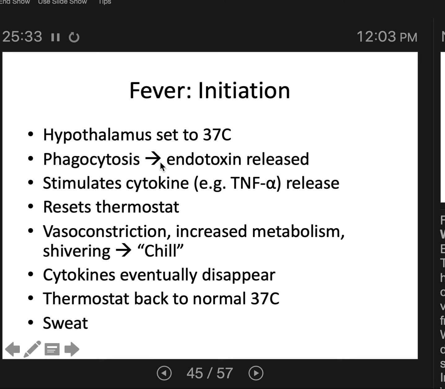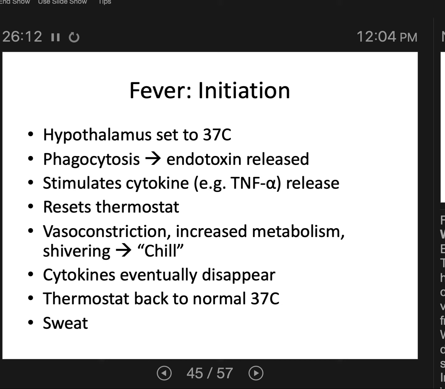Okay, so this is one way that fever could start. Let's say you have your normal temperature setting in your hypothalamus, and then you get infected by a gram-negative bacteria. It's got that outer membrane made of lipopolysaccharide. We call that endotoxin. Your phagocytes encounter this pathogen, phagocytize it, and spew out the remains, and that includes the endotoxin, or lipopolysaccharide. That's one pathogen-associated molecular pattern, right?